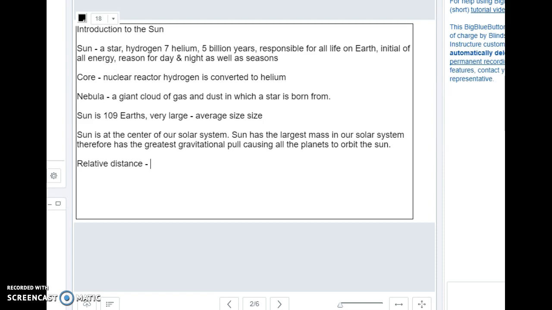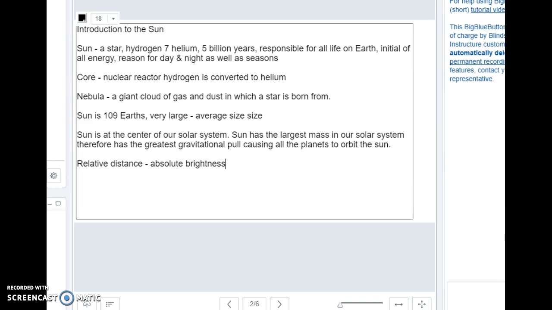Relative distance, or the distance that any star is from Earth, we call this absolute brightness. So this relative distance from Earth, from where we're standing, from where we see it, affects the absolute brightness of any star. So how bright a star is to us on Earth is affected by how far or how close the star is to us on Earth.